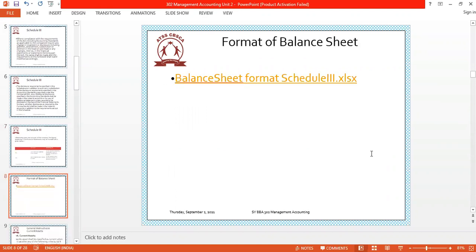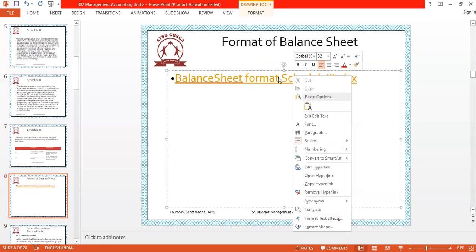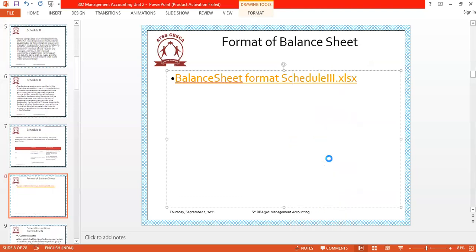Next, we are going to study the format of the balance sheet as per Schedule 3. Shall we? Yes, sir. Now we're going to study the balance sheet format in Excel format. Till date we have learned the T format. Now this is a vertical format.